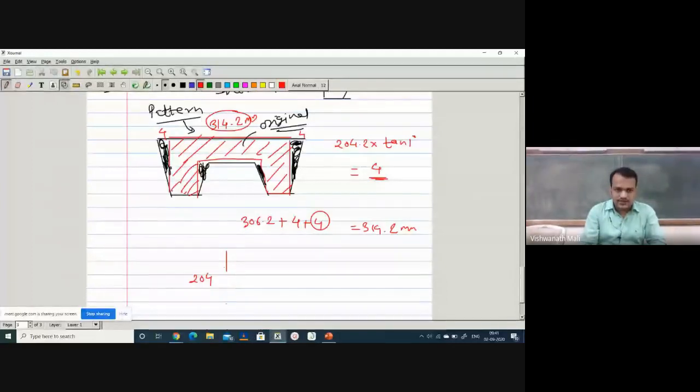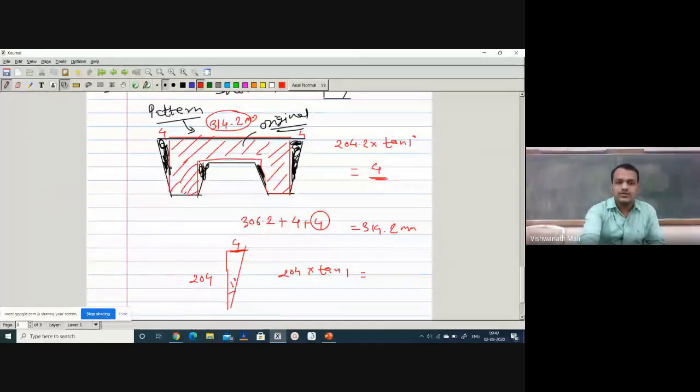Its total height is suppose 204. We have given the draft of 1 degree. How to get this dimension? 204 into 10 1 degree. You will give the dimension. Add to that. This is how we give the draft allowance. Okay.